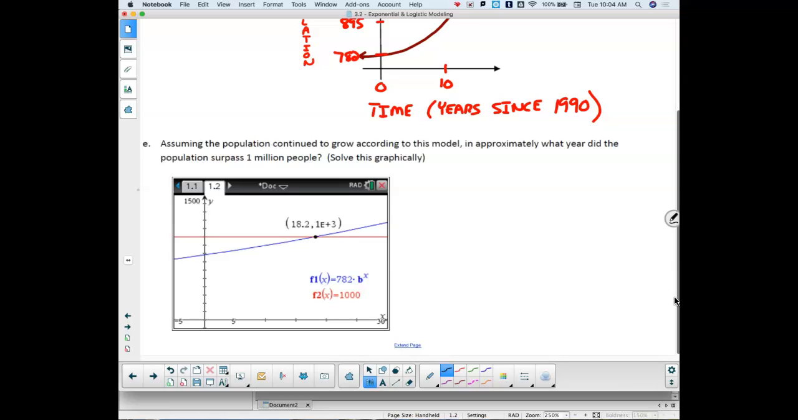So in 18.2 years, right? From what? 1990. From 1990. So that is 2008. Now, 0.2 of a year. That's going to be what? February. February-ish? Yeah. Yeah? Late February, early March, somewhere in that range? Okay? Of 2008.